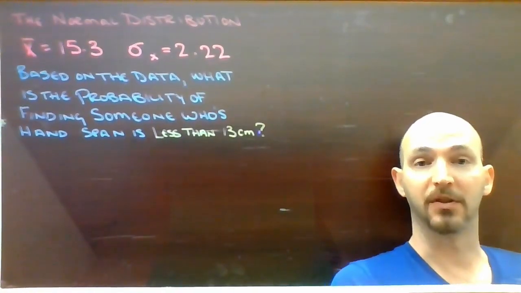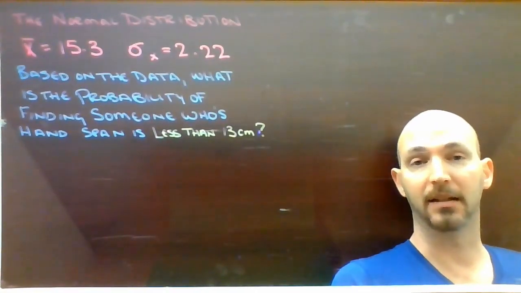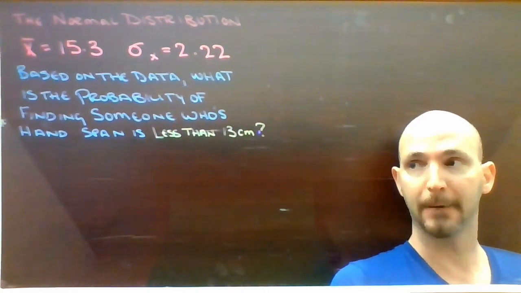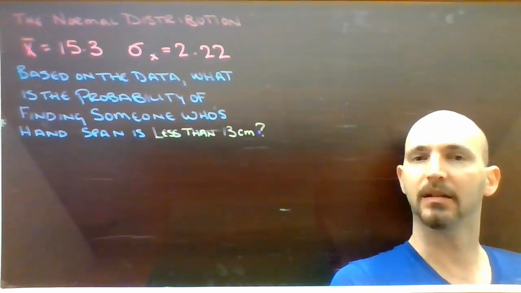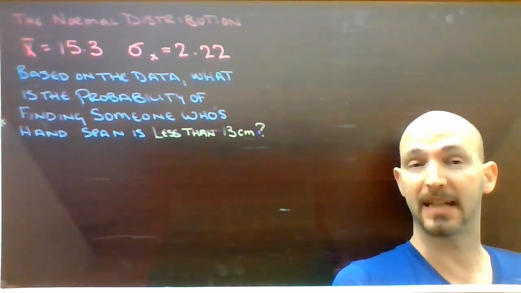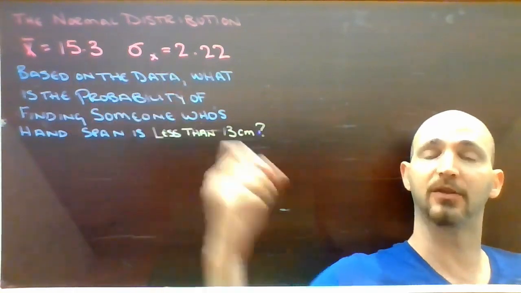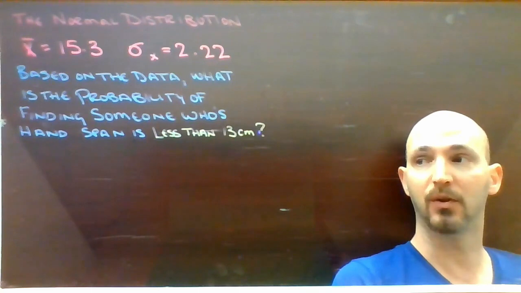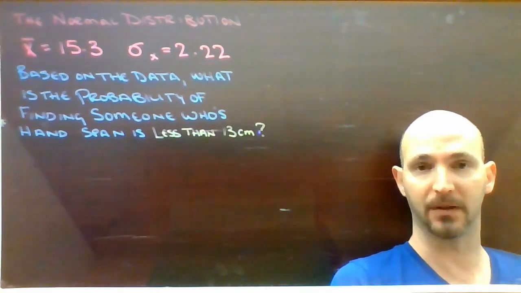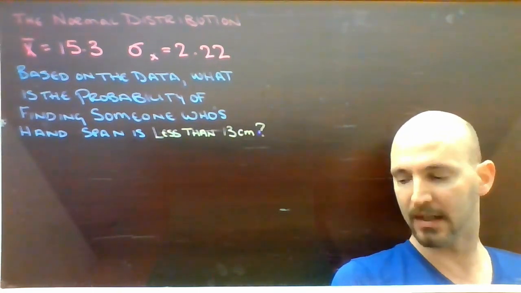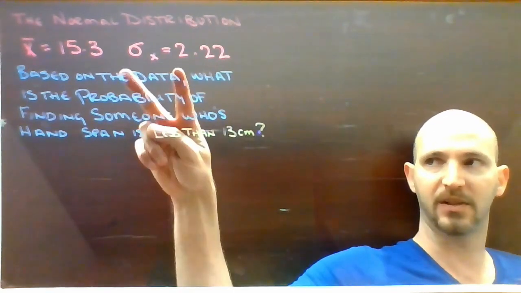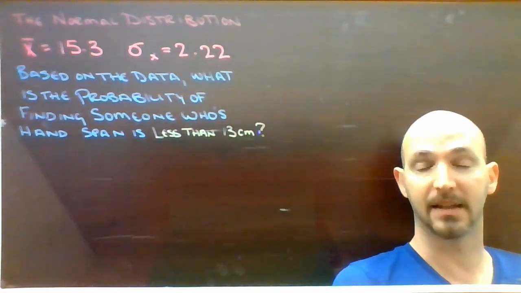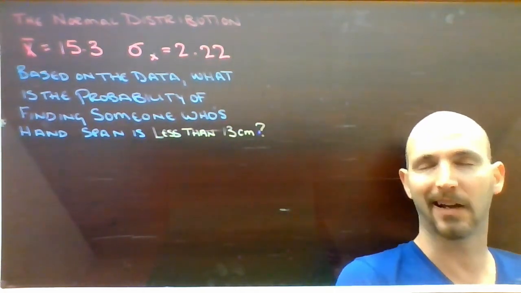So now that we've established that this data set I collected very carefully is, or there's some evidence it can be, normally distributed, the next question is: based on that data set and the average and the standard deviation I calculated, what is the probability of finding someone whose hand span is less than 13 centimeters? So I did some numbers and worked out these two quantities, and then I did a little work to show that there was evidence that the set was normally distributed, and I got some.